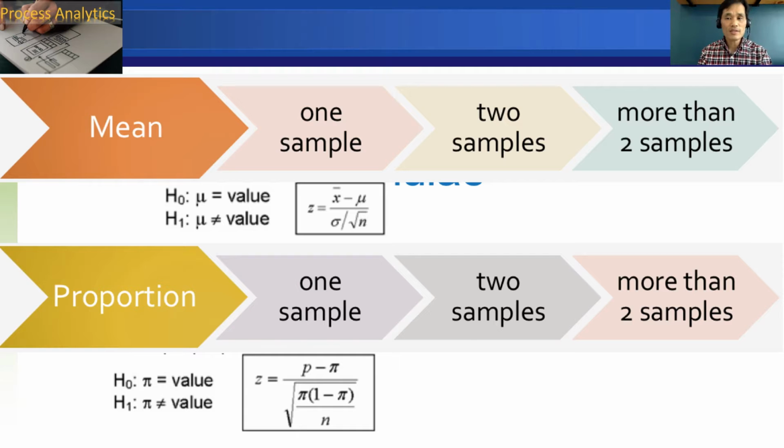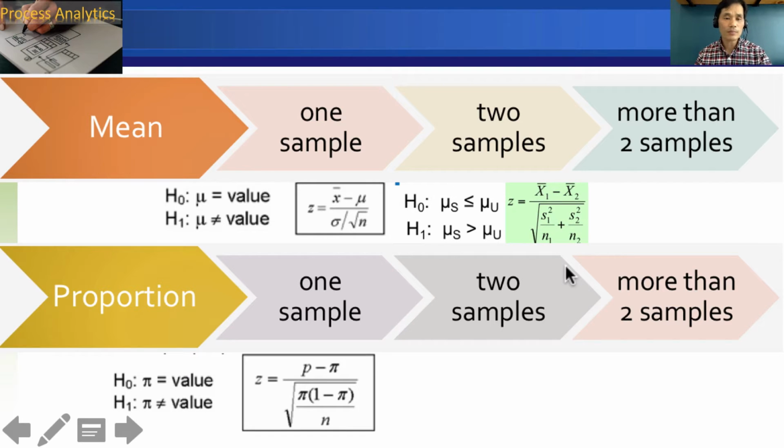If it's one sample test, then we are going to use z equals x bar minus mu over sigma over square root of n. That's a one sample mean test. If it is one sample proportion test, then we write as pi equals value, or pi does not equal to a value. That's how you formulate the null hypothesis and alternative hypothesis. Then you use this formula, which is z equals p minus pi over square root of pi, parenthesis 1 minus pi, close the parenthesis, divided by n, the sample size, and that is the formula, a little bit more complicated.